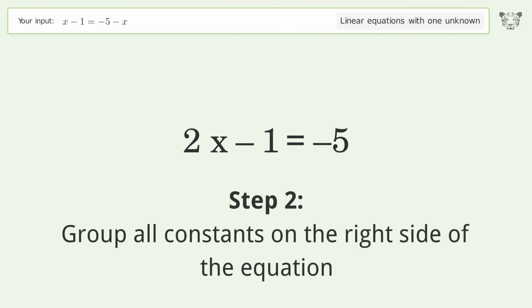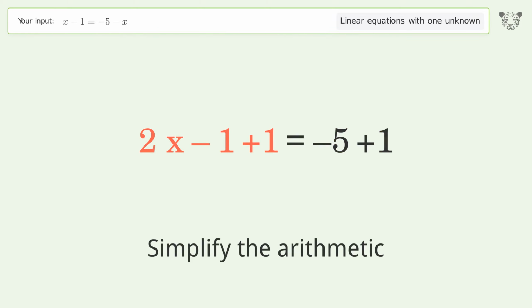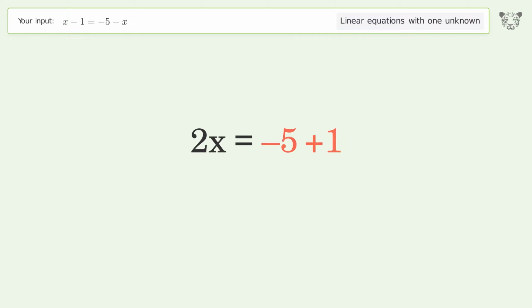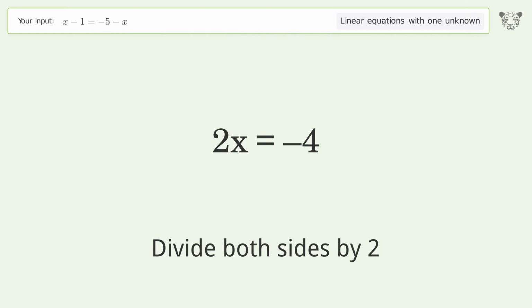Group all constants on the right side of the equation. Add 1 to both sides. Simplify the arithmetic. Isolate the x. Divide both sides by 2.